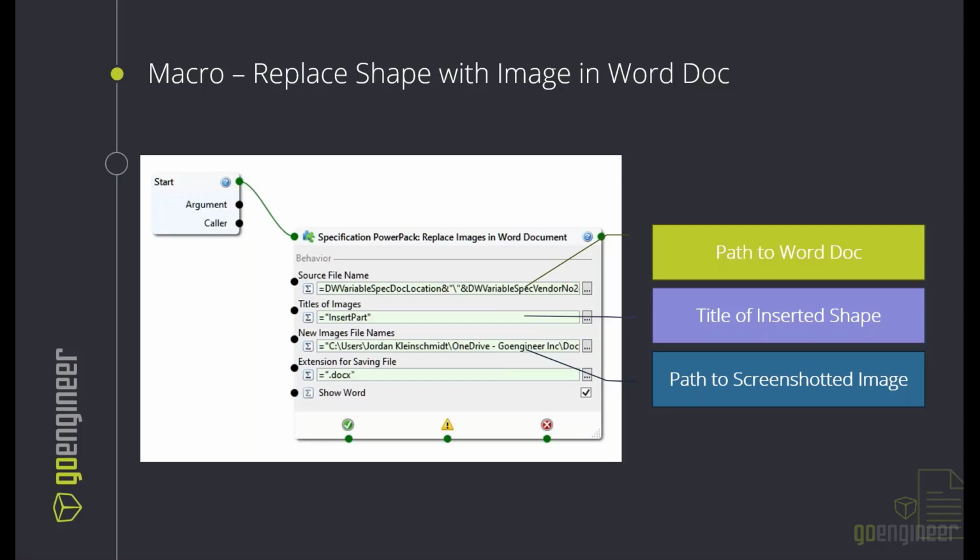First, I need the path to the custom Word doc. It's not the master path, it's the one that is generated from the specification. Then we'll need the title of the inserted shape, followed by the path to the screenshotted image. So again, very easy to build. I don't have to do any coding. This is similar to basic Excel functions.